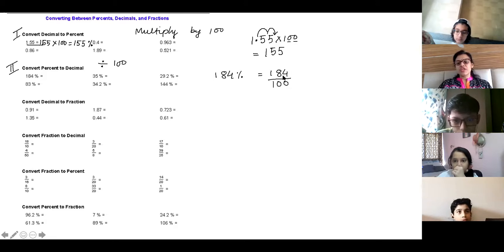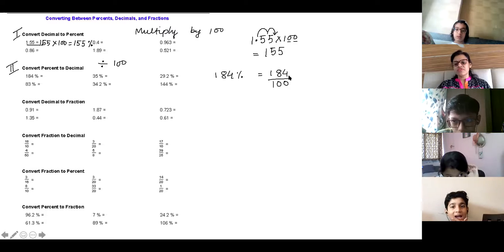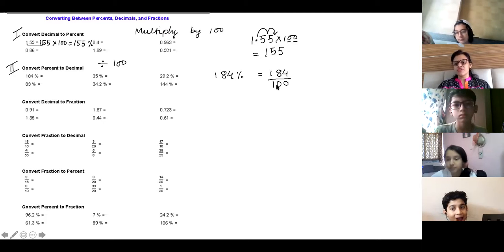Yes. Now in this question, Muhammadi, you have made mistakes because whenever you are dividing a decimal number by 100, you have to shift the decimal to the left. Now, where is the decimal in 184, Ibrahim? Where is the decimal? It is not visible. So where is it?